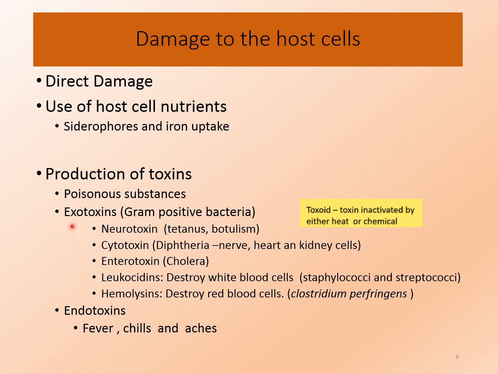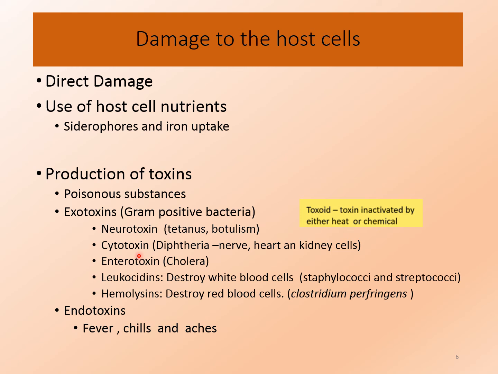Let's discuss exotoxins. Exotoxins are generally produced by gram-positive bacteria. They are produced within the bacteria and released outside. There are various types of exotoxins, like neurotoxins, which cause damage to the nervous system or nerves. Even tetanus and botulism are caused by neurotoxins.